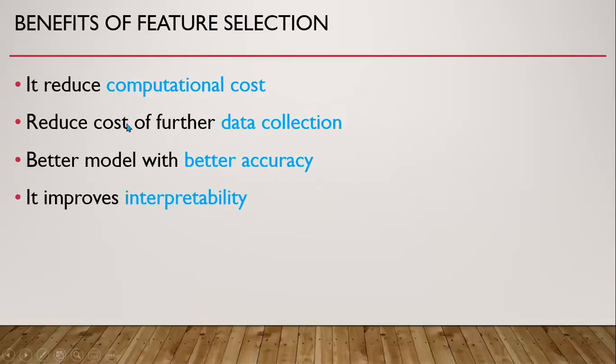accuracy. What are the benefits of feature selection? Feature selection reduces computational cost. It reduces the cost of further data collection. It results in a better model with better accuracy, and feature selection improves interpretability of the model.